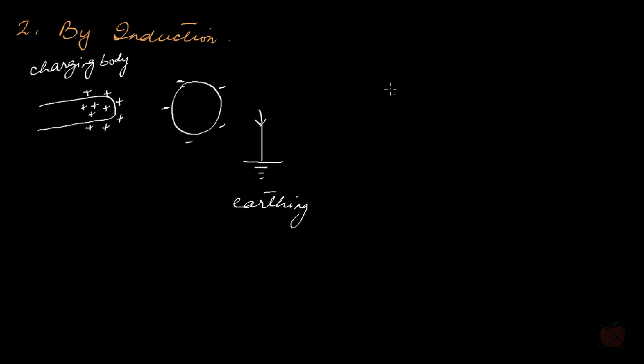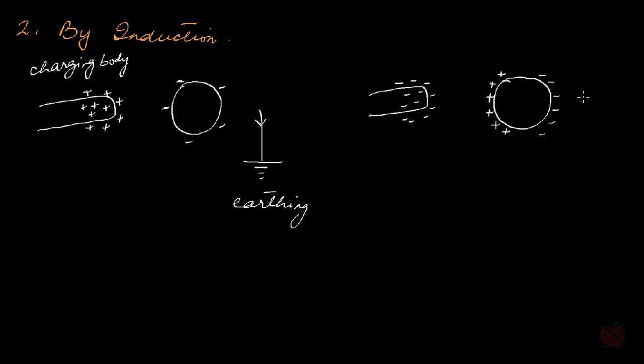Similarly, how do you make a body positively charged? You bring a negatively charged body onto a neutral body. So what kind of charge will appear here? Positive charge will appear here, and 1, 2, 3, 4, 5, 6, negative charge will appear on the far end.